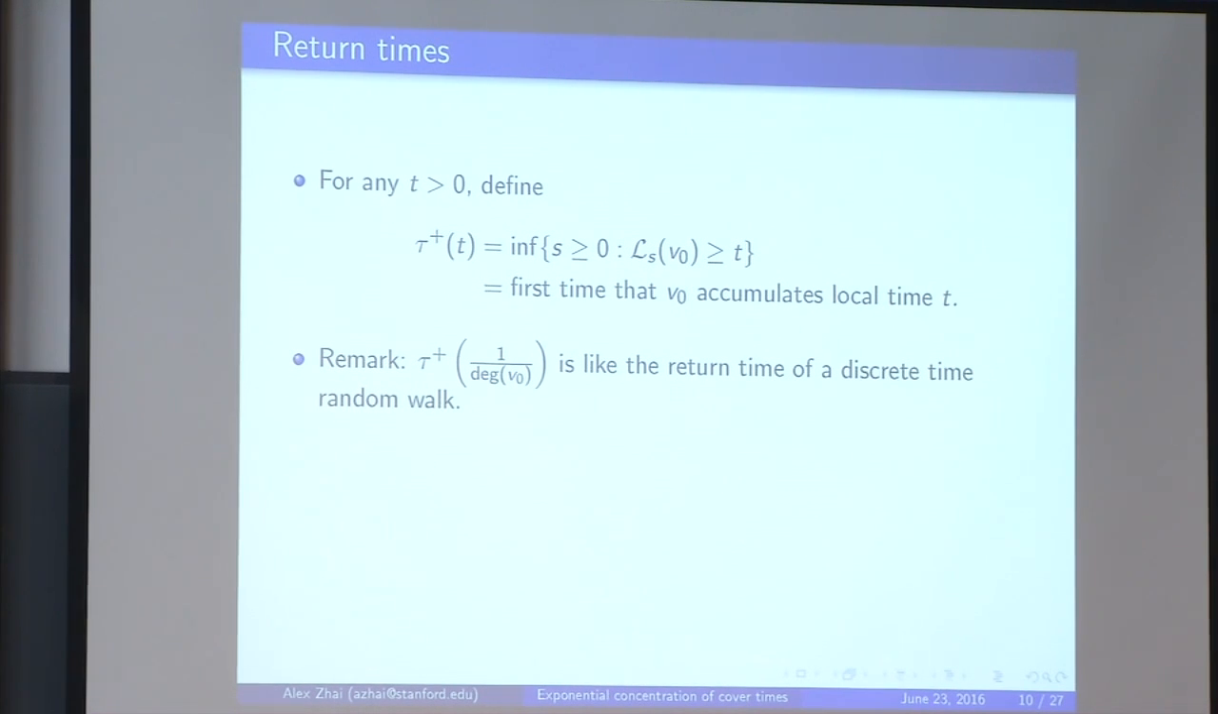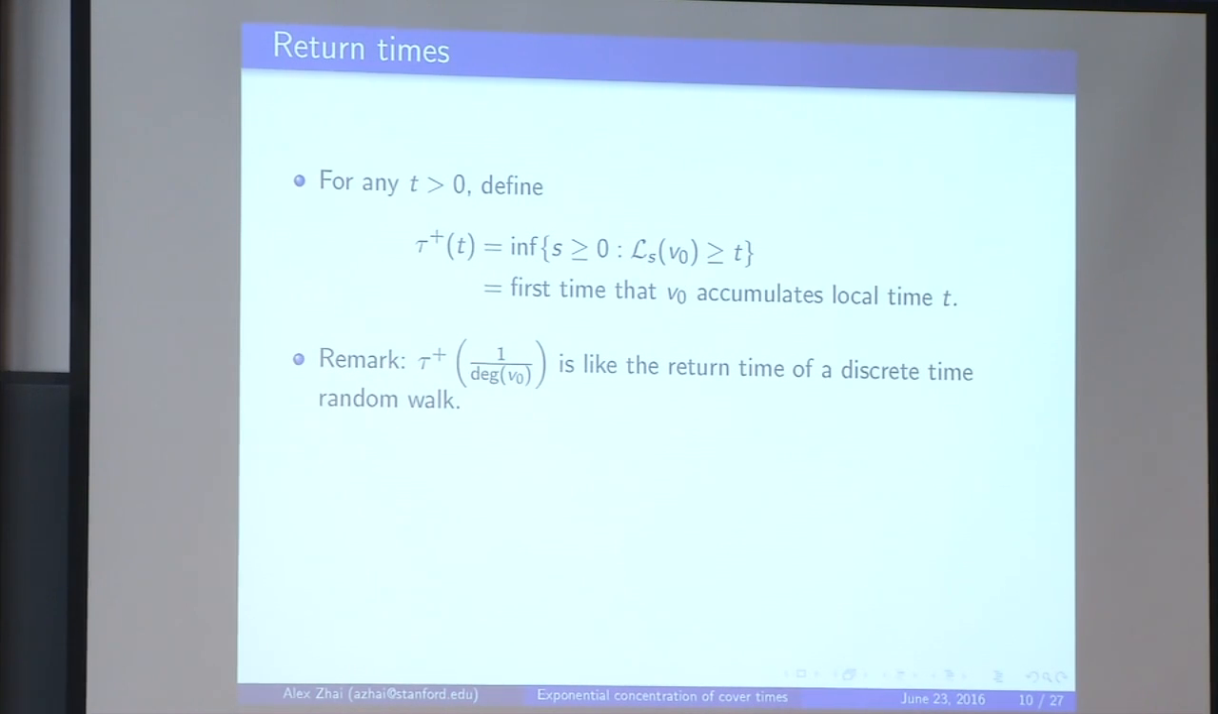So for a discrete time random walk, what is the expectation of how long it takes for you, starting at v naught, to return to v naught? That's actually something you can calculate, because if you run the random walk for a long time, in the long run the amount of time you spent at v naught is going to be proportional to the degree of v naught. And so the amount of time spent in between visits will be proportional to the inverse of that.